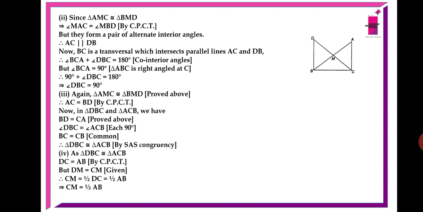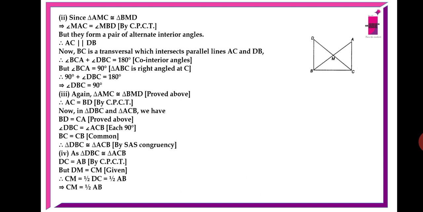Since triangle AMC is congruent to triangle BMD, angle MAC equal to angle MBD by CPCT. But they form a pair of alternate interior angles which are equal. You can remember in chapter 6 we have learned that if a pair of alternate interior angles are equal, then the lines are parallel. Therefore, AC is parallel to DB. Now, BC is a transversal which intersects parallel lines AC and DB.